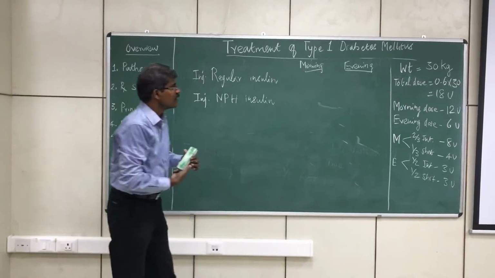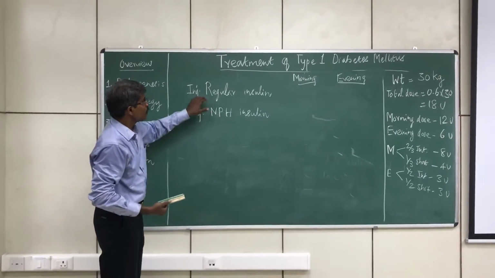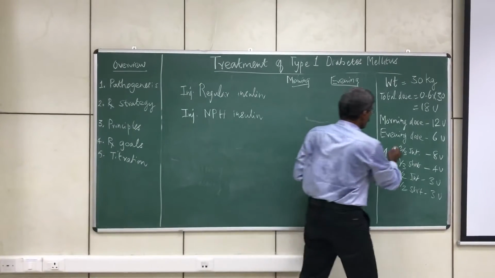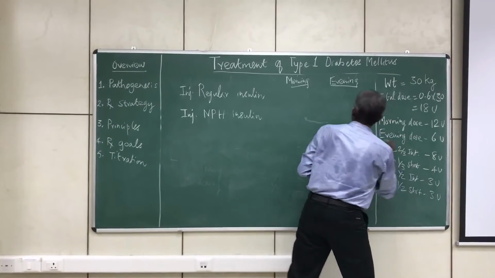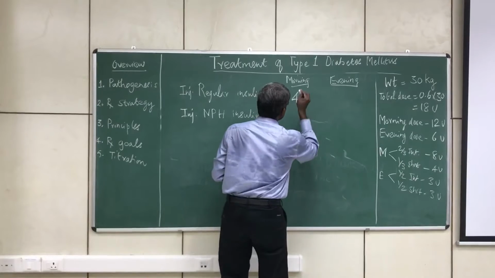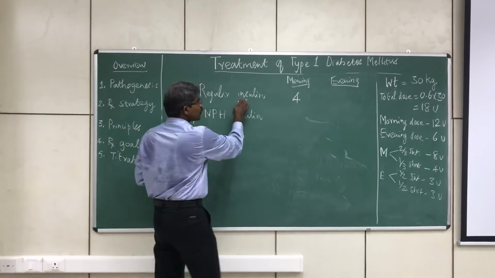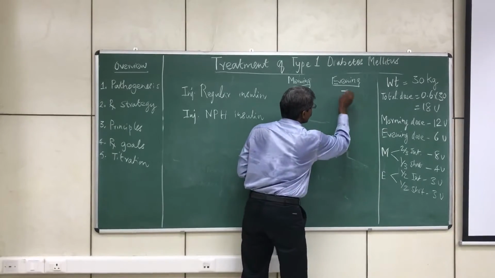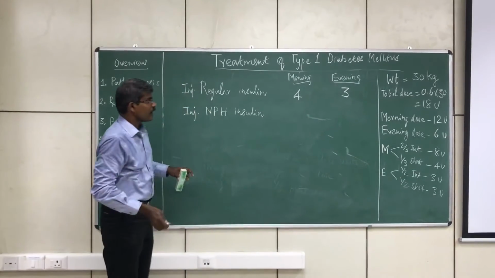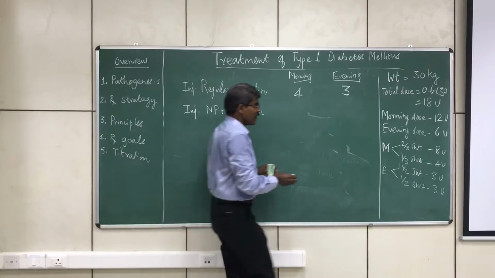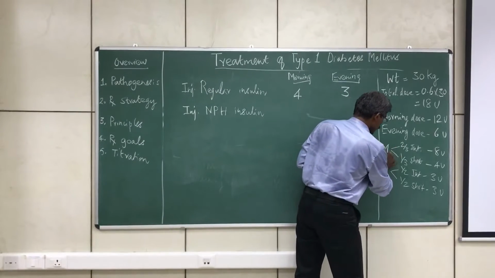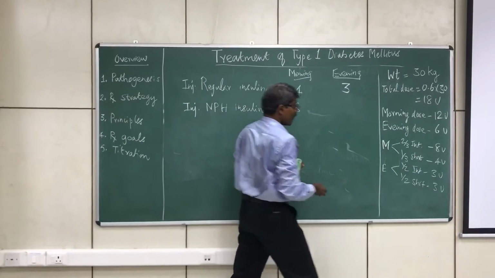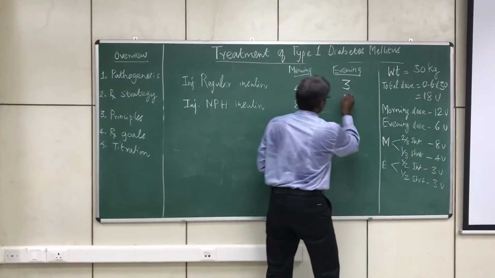Now let's see how we are going to give it for this boy. Short acting insulin, regular insulin, in the morning, how much do we need to give? So the morning dose of short acting is 4 units, right? And short acting insulin in the evening is 3 units. Intermediate acting insulin, NPH insulin, in the morning is 2/3, which is 8 units. And in the evening it's half, which is 3 units.